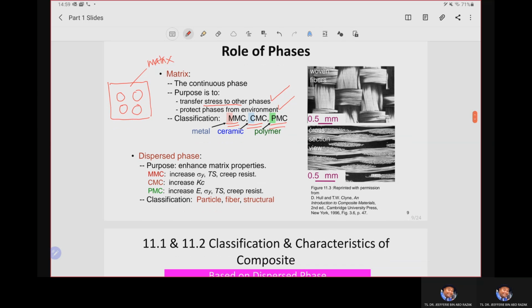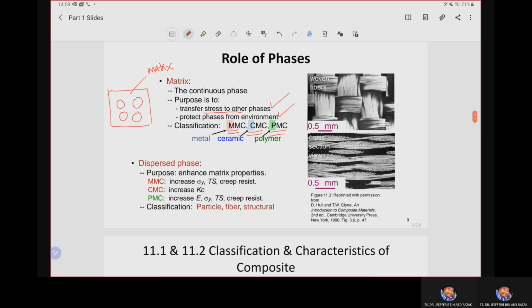Next, we will discuss the role of the discontinuous phase, also known as the dispersed phase. The main purpose of adding a dispersed phase in a composite is, of course, to enhance the matrix properties. Normally, the matrix properties are weak. That's why, in order to improve the weakness or limitation of the matrix properties, the reinforcement phase or dispersed phase comes in. So the role of the dispersed phase is basically different based on the matrix used.